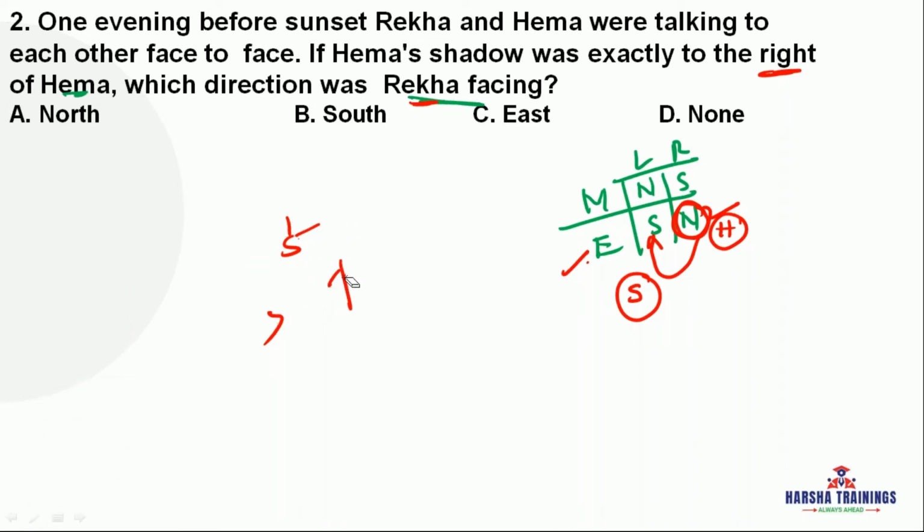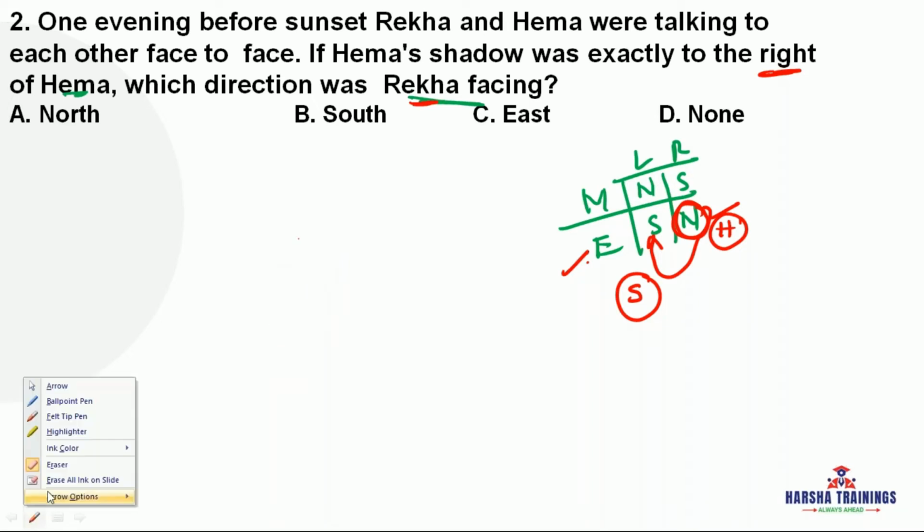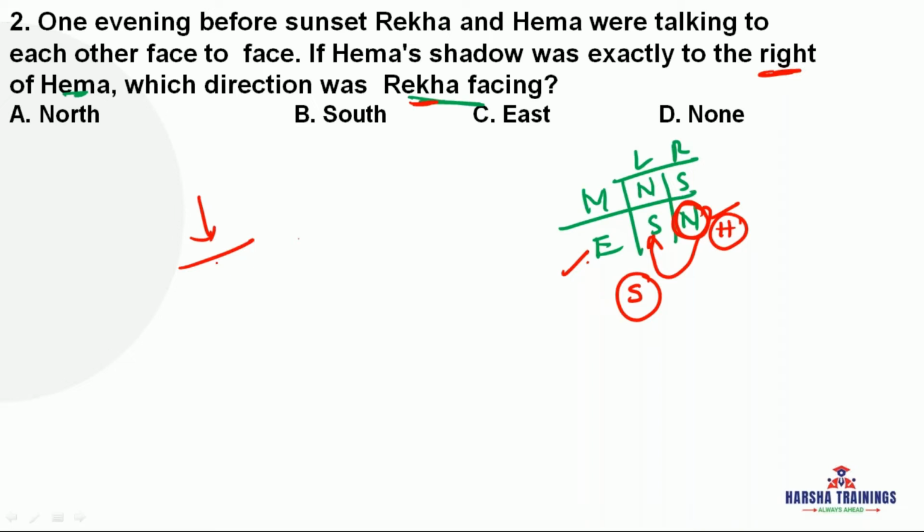What is the answer? Somebody saying north side. Anyone? One afternoon, for example, A and B were talking to each other face to face at a crossing. A's shadow was exactly on B's right hand side. In which direction was B facing now? What is the answer? North side.